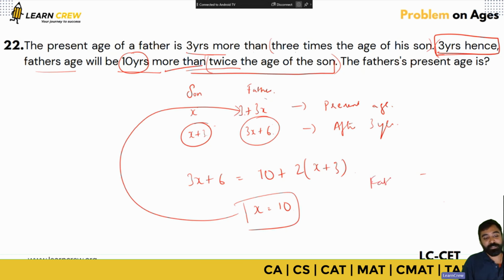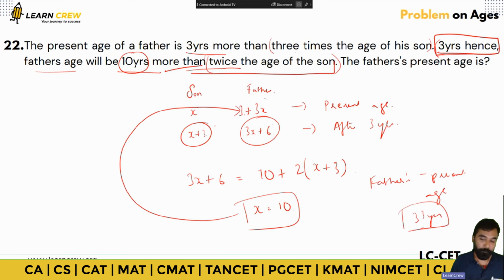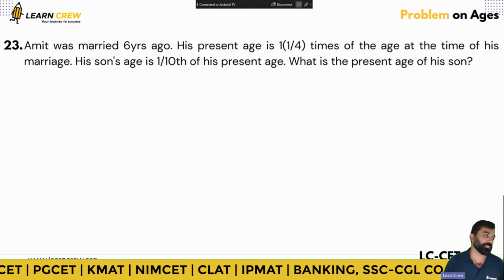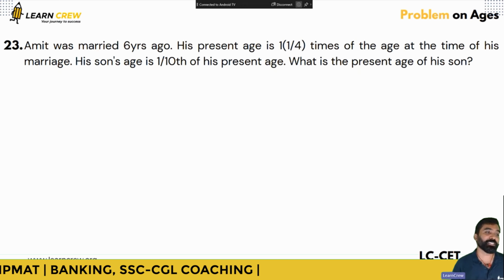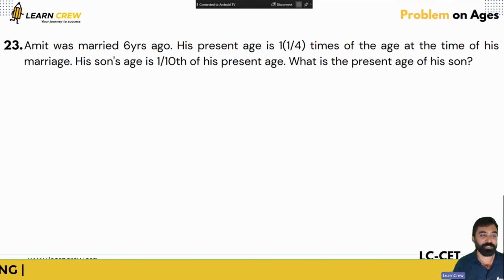This gives the father's present age. 33. Yeah. 23rd. Amit was married 6 years ago. His present age is 1 by 4 times of the age at the time of his marriage. His son's age is 1/10 of his present age. What is the present age of his son?